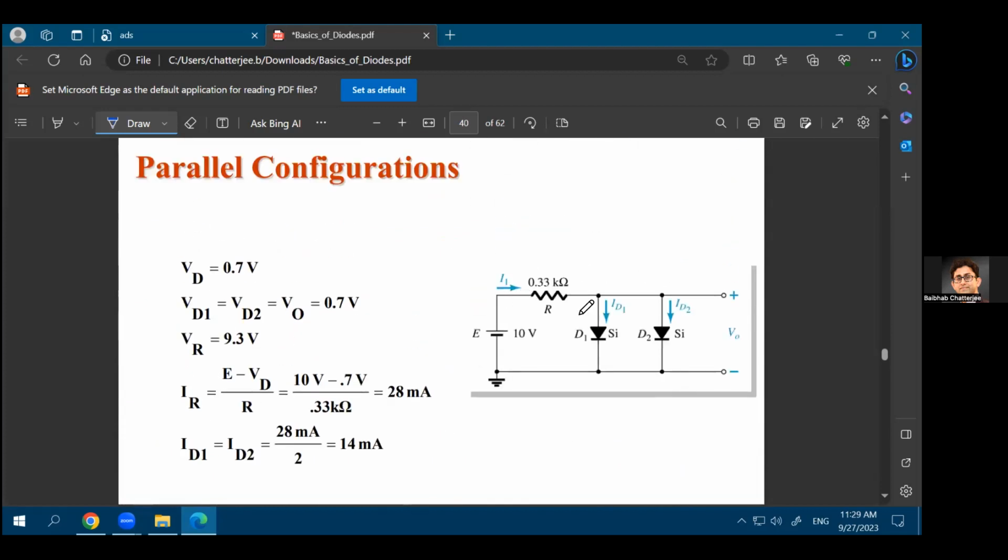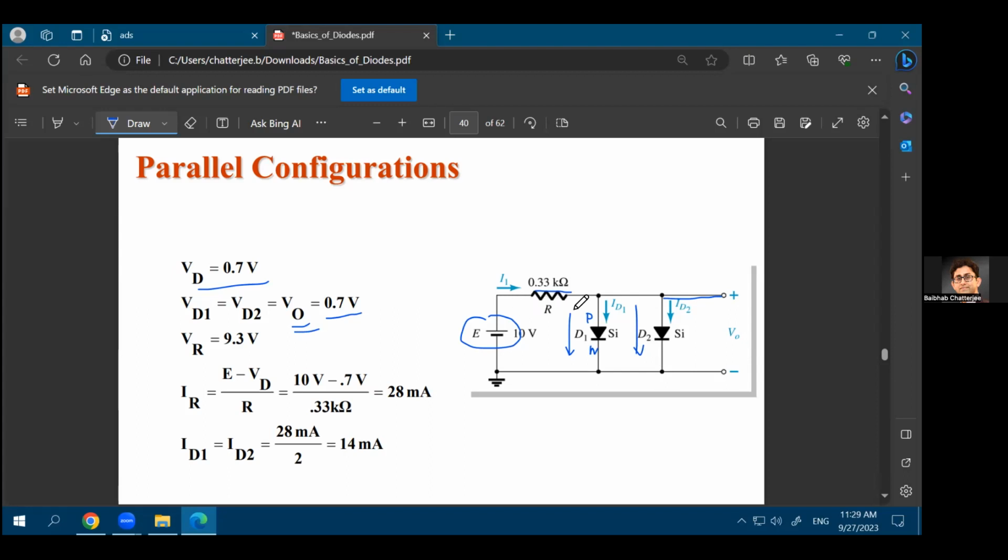But what parallel configuration means is that, let's say you have this battery over here, you have a 0.33 kilo ohm resistance, and then you have two diodes, D1 and D2, connected in this direction. So this is P side, this is N side. And the diode drop in both cases is equal to 0.7 volt for both the diodes. So VD1 equal to VD2 is equal to 0.7 volt. And this is your output. The drop across one of the diodes is your output. Because this is parallel, it's the voltage drop across the diode that you are taking as your output voltage. So your output voltage is equal to 0.7 volt.